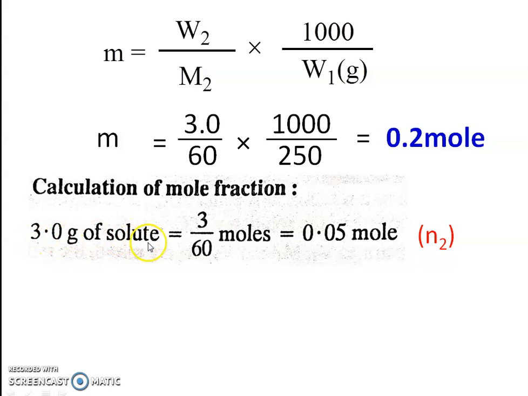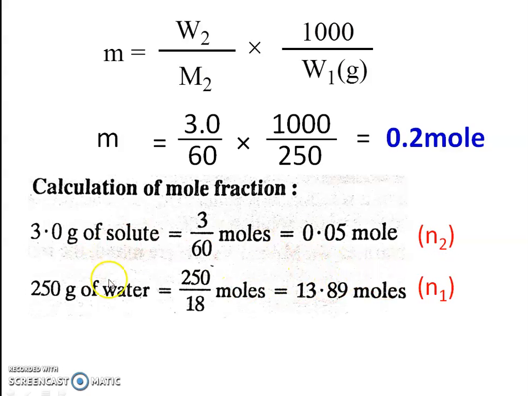Now 3 gram of solute, meaning 3 gram of urea, corresponds to 3 upon 60. Actually 3 is the weight of solute and 60 is the molar mass of urea. So weight upon molar mass gives number of moles. So 3 upon 60 is equal to 0.05 mole. So these many moles of urea are present in the solution.